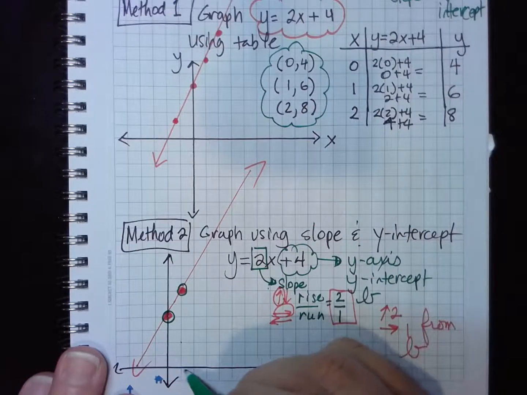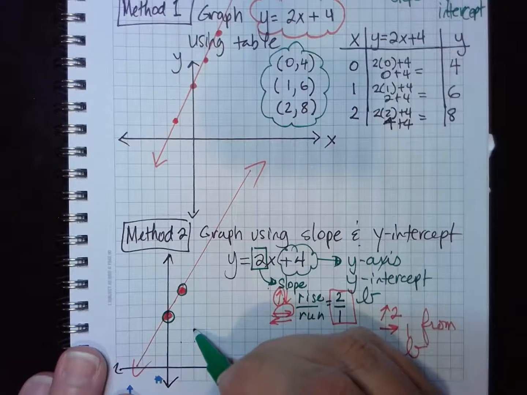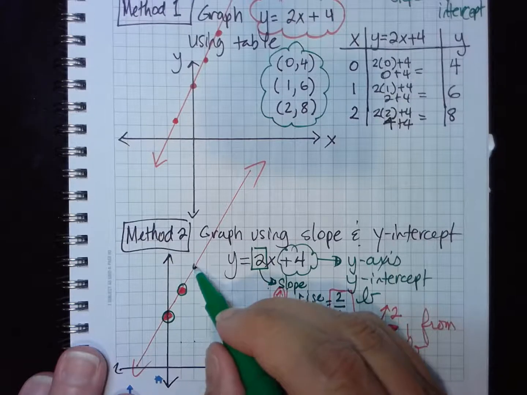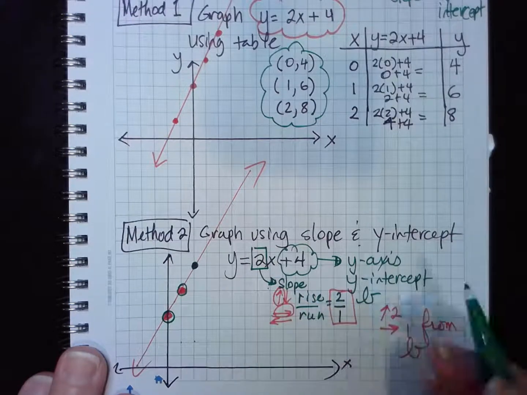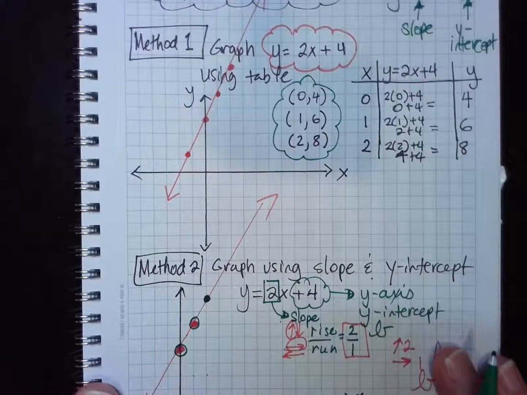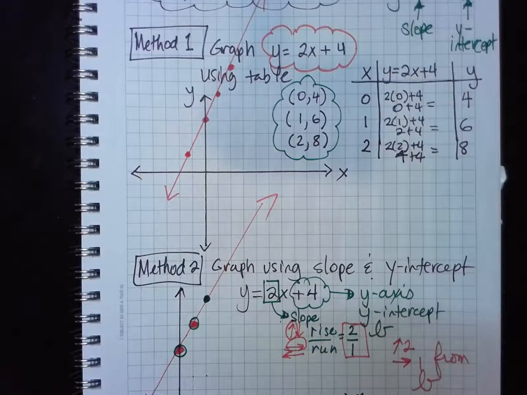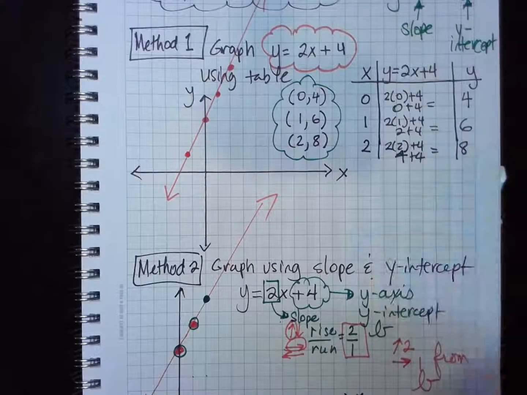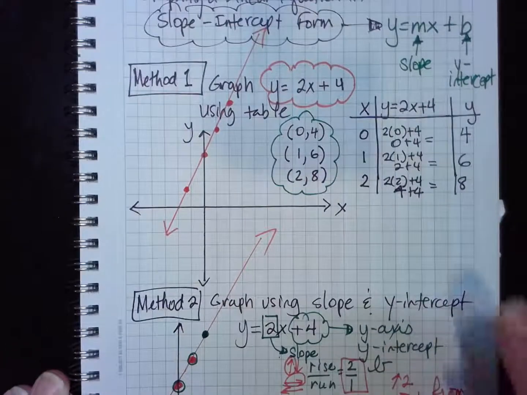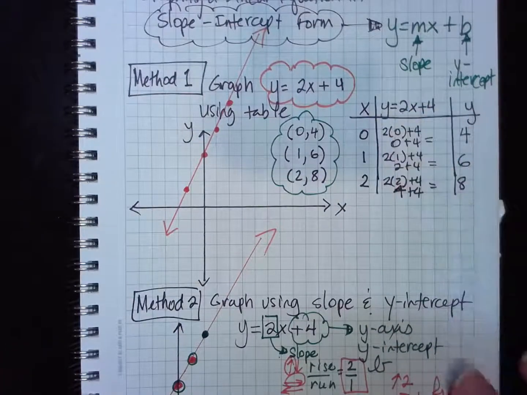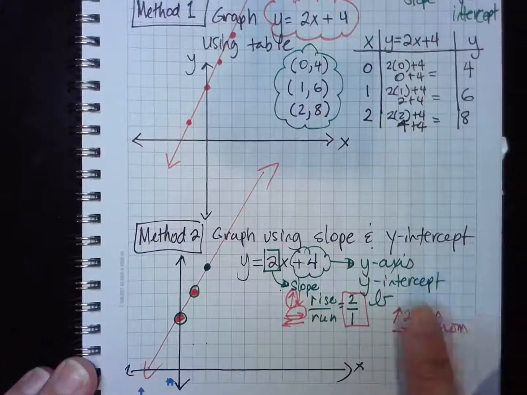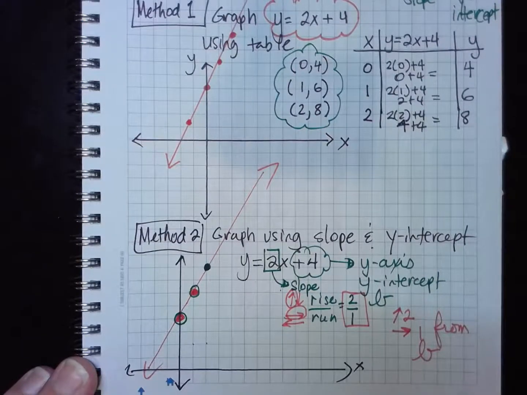So that says to go over 2 and up 8: 1, 2, 3, 4, 5, 6, 7, 8. There it is. So these two lines are exactly the same, and I graphed them using 2 different methods. You can either use a table, or you can use y = mx + b.